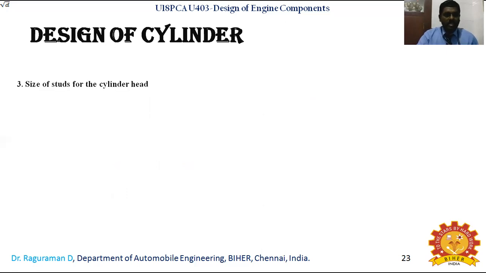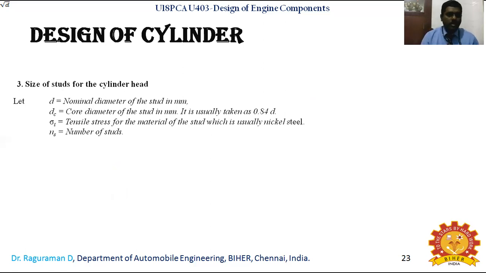And the next thing is the size of studs for the cylinder head. Small d is the nominal diameter of the stud, and d suffix c is the core diameter of the studs in mm.